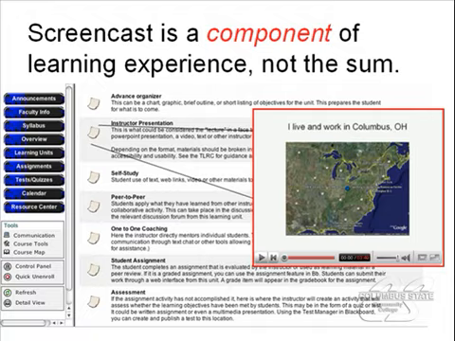Therefore, your screencast may prepare students for other learning activities by priming them to understand reading material or prepare them for collaborative activity. You may have more than one screencast followed by a quiz or activity. Just remember to chunk your information to meet the working memory capacity of your students.